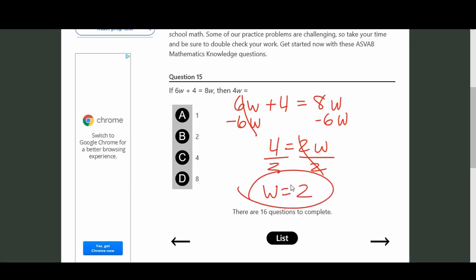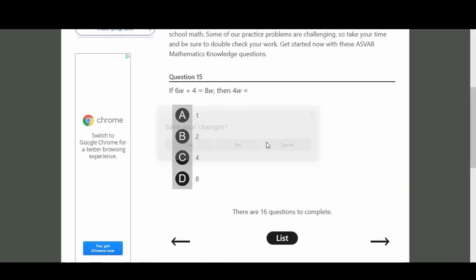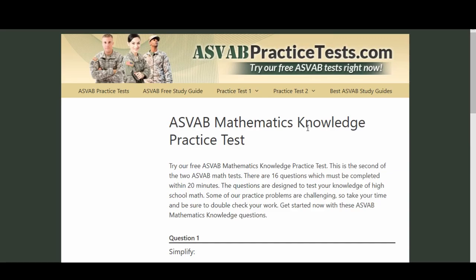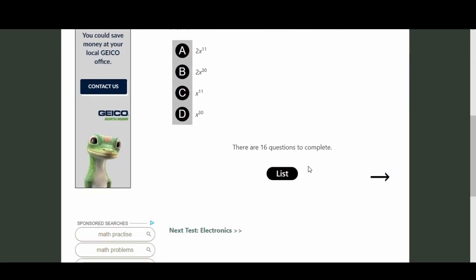Okay, if w equals 2, then 4w equals 4 times 2, which is just 8. Pretty straightforward problem there. Okay, let's move on to number 16.